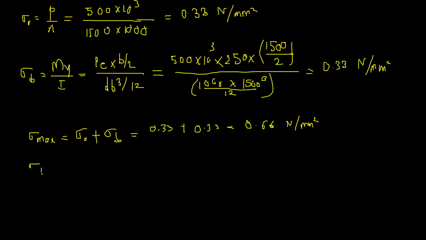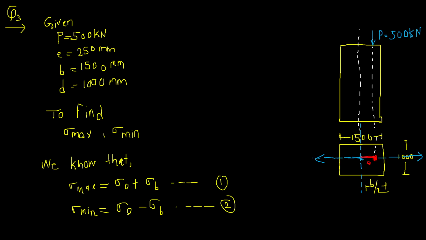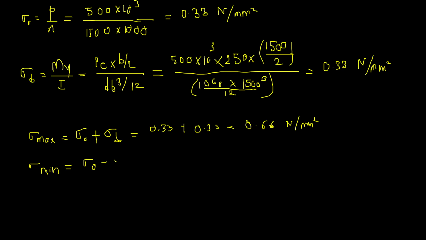Now next is sigma minimum. Sigma minimum formula we have derived. Sigma minimum is sigma naught minus sigma b, that is 0.33 minus 0.33, that is 0.